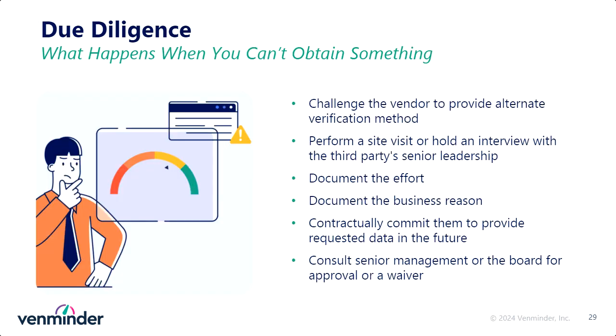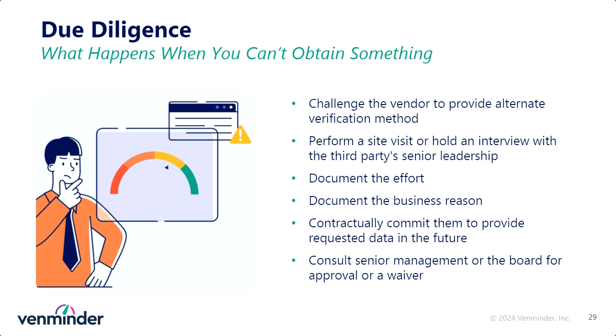Now, what happens when you can't obtain something during due diligence? I'm sure at least some of you have had this issue before with vendors who are either unwilling to provide something, or maybe they're just unresponsive even after multiple requests. It's not that uncommon for vendors to be reluctant to provide something if it contains sensitive information about their security processes. So if that's the case, you might want to suggest an alternative.